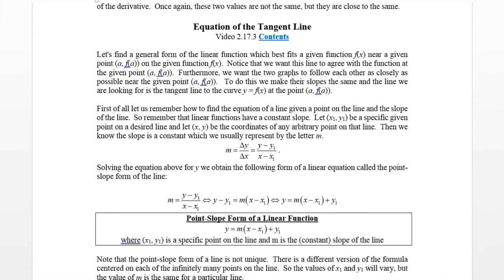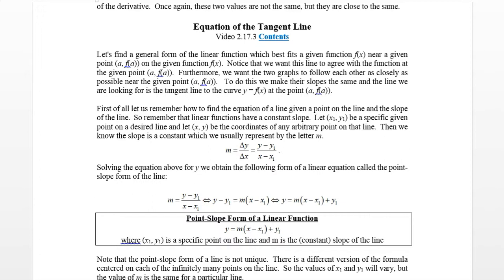This is Jack Jackson. In this video, we're going to talk about how to find the equation of a tangent line to a curve. Okay, so if we're given a function f of x, we want to find a general formula for the linear function which best fits this given function f of x near a particular point where x equals a.